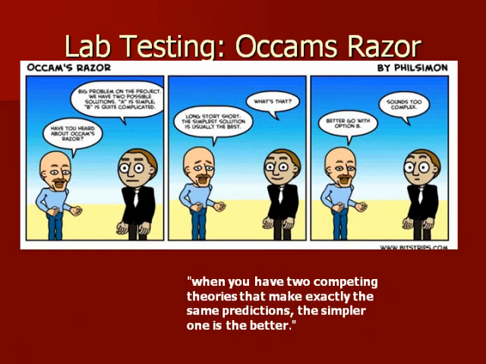When we talk about lab testing in terms of differential diagnosis, there is a theory called Occam's razor. What Occam's razor says is that when you have two competing theories that make exactly the same prediction, the simpler one is the better. Meaning it's probably the simplest thing when you're trying to evaluate a patient. It's the simplest disease rather than the most bizarre disease that you are confronting. Another approach to Occam's razor is the KISS approach, and that's keep it simple, student.